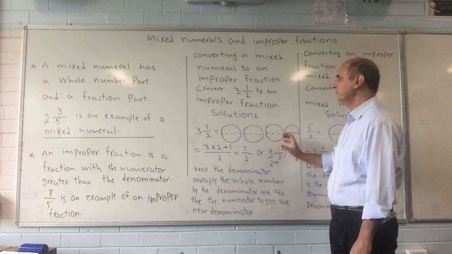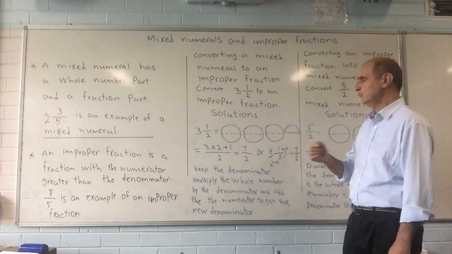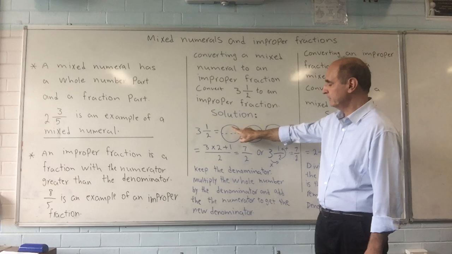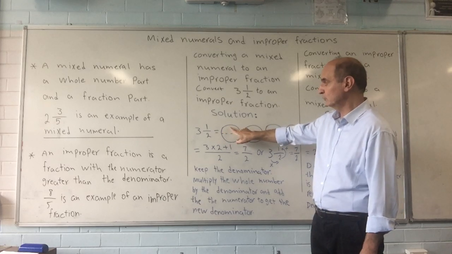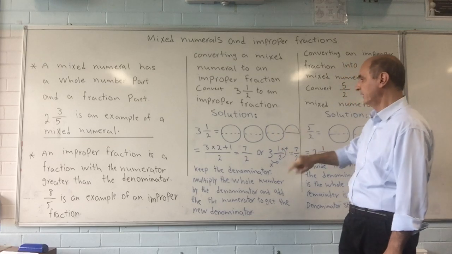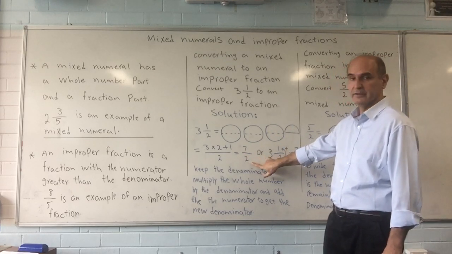Now, if we want to write the whole thing as out of 2, how many do we have? We have 1, 2, each of them is 1 out of 2. So 1 out of 2, 2, 3, 4, 5, 6, 7. So you've got 7 out of 2, or 7 over 2.